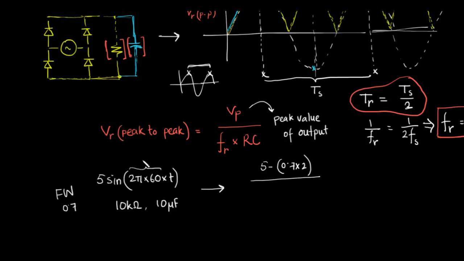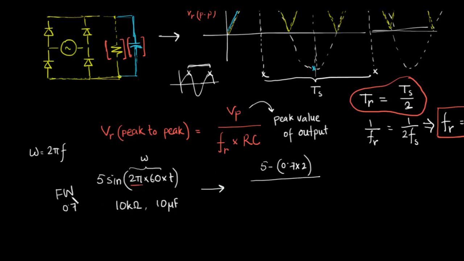This is omega. If I wrote it as 5 sine omega t, then this is omega. And what is f? Well, the relation between omega and f is omega equals 2 pi f. Okay, so I have already factored out the 2 pi, so for this example you don't need to divide by 2 pi, so the value of f will be 60 hertz.